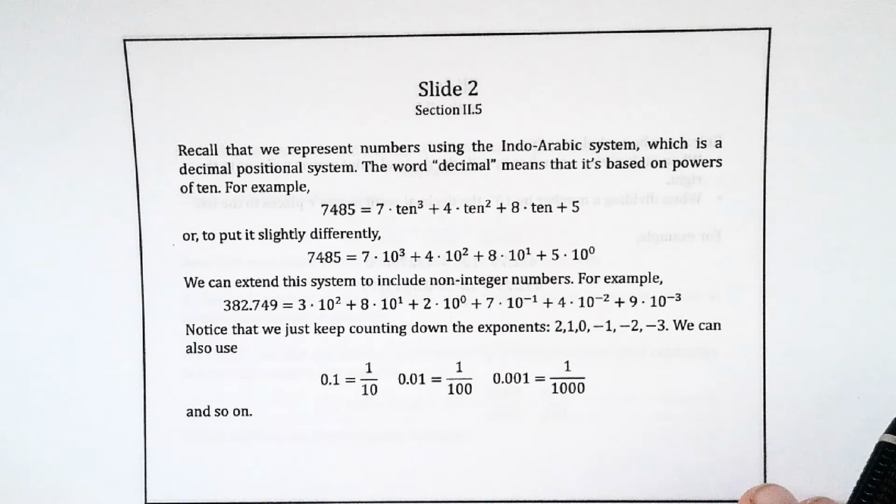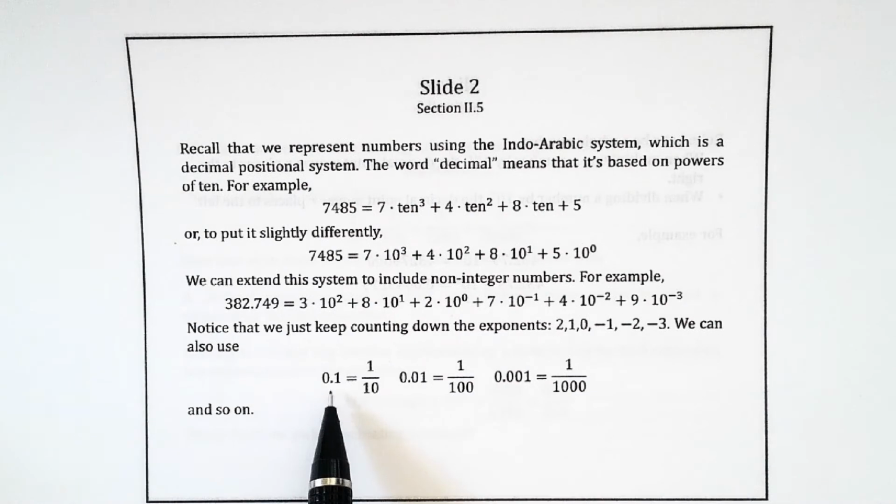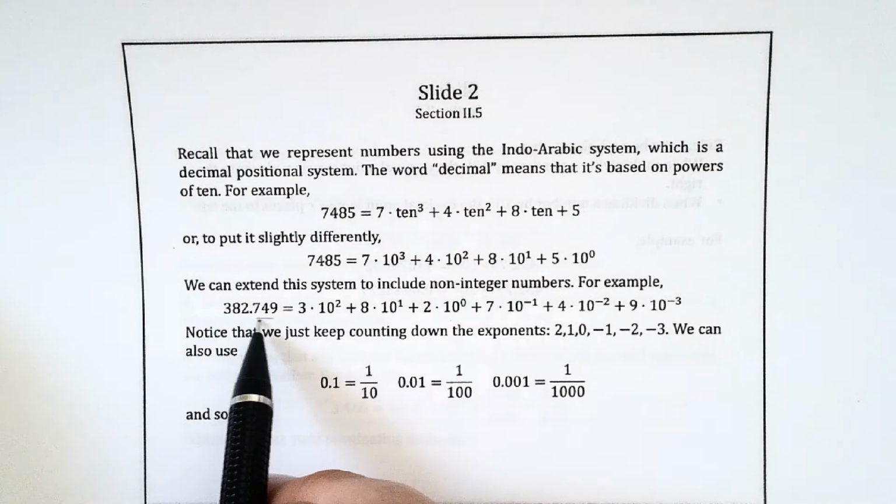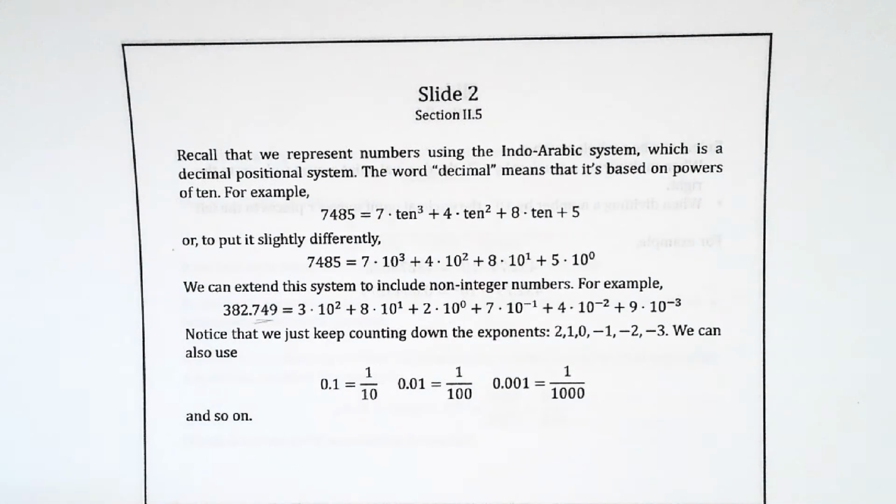Okay, we could also use 0.1 or 1 over 10, or 1/10. 0.01 is 100th, 0.001 is 1,000th, and so on. So we're just extending our base 10 numeration system to handle non-integer numbers. That word decimal does not really refer to the 0.749 part, although often it's used that way. That word decimal means base 10.